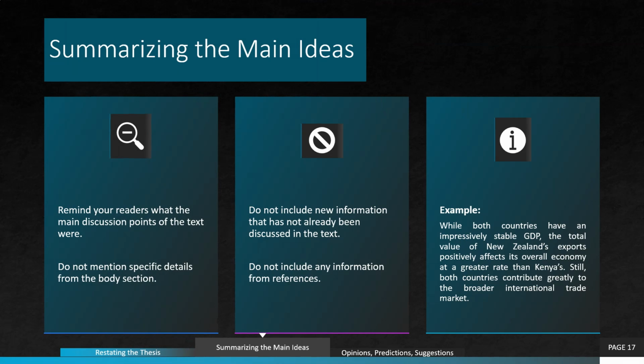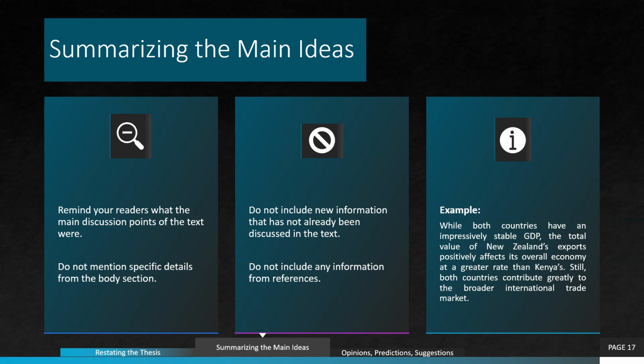Next, you want to summarize the main discussion points. You want to remind your readers what they were. You do not mention any specific details from the body section. You don't include new information that's not already been discussed in the text, and you don't include any information from references.